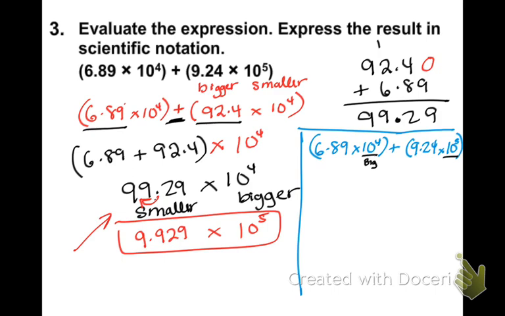Okay, let's make this one bigger. And that means the 6 and 89/100ths is going to what? Get smaller. Right, that'll get smaller. So then I'm moving my decimal one place here, because I only have to make it bigger by 1. So I end up with 689 thousandths times 10 to the 5th plus 9 and 24/100ths times 10 to the 5th. You guys with me? Yep.